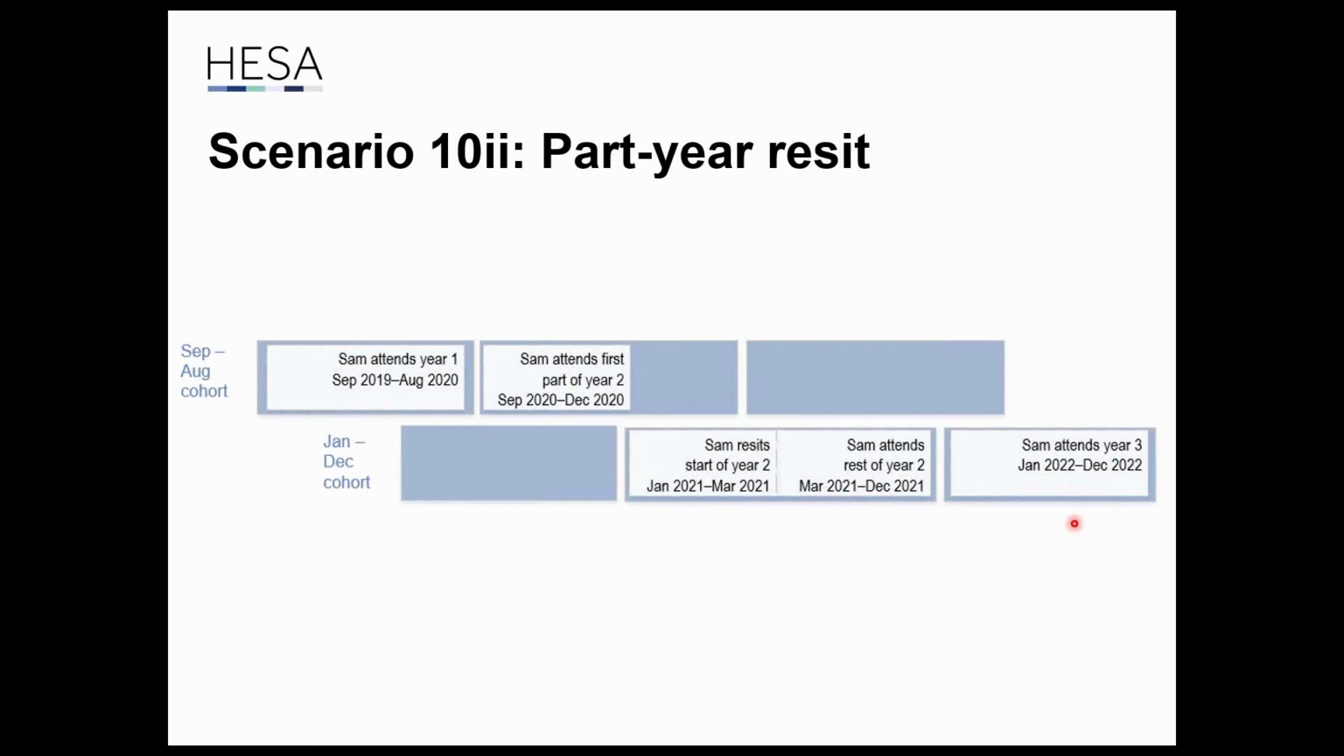So what this example is showing is how you use the cohorts, or rather the session years, to reflect how she's jumped around from the first September-August cadence to the January-December cadence.